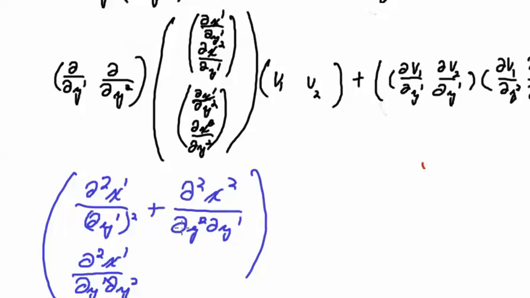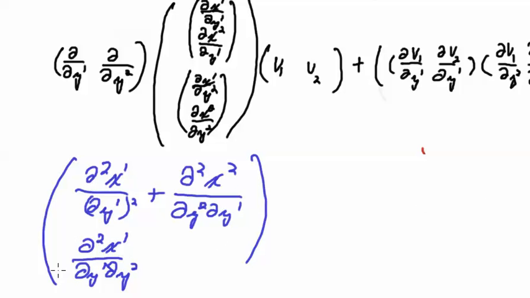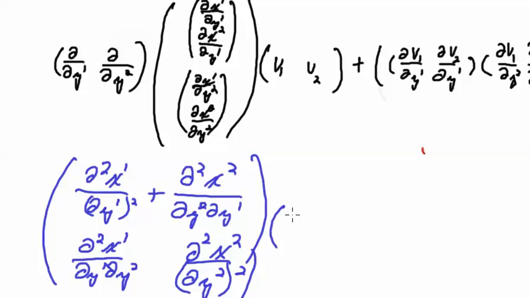And notice that this is not commutative. You can't just replace this with doing the partial derivative of y2 first and then the partial derivative of y1. This is going to be a completely different derivative than this one. But then del squared x2 del y2 squared, so that would be all multiplied by v1, v2.